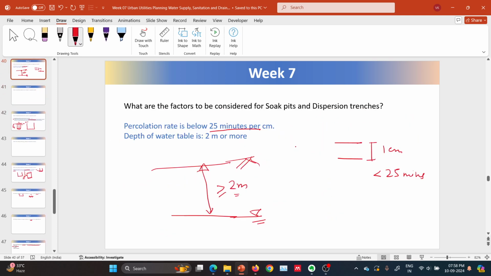There are two factors. For soak pits and dispersion trenches, the percolation rate should be below 25 minutes, and the depth of water table should be 2 meters or more. So the water table depth should be either 2 or more than 2. Then only we can provide the soak pits or dispersion trenches.